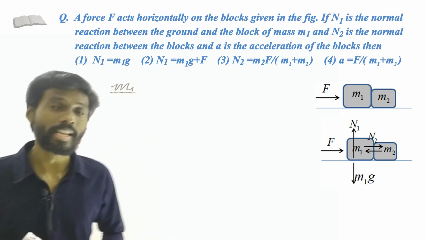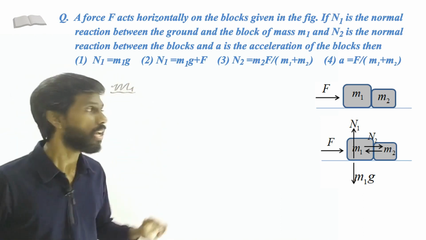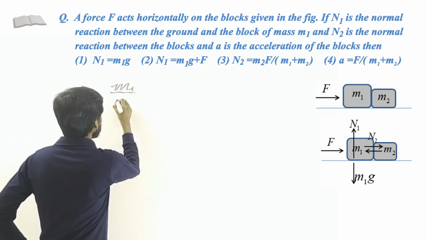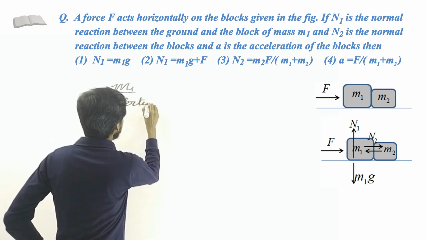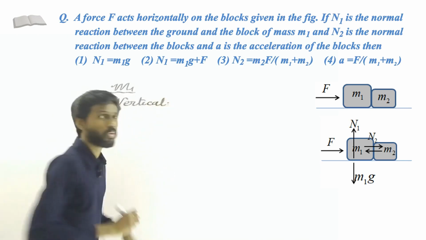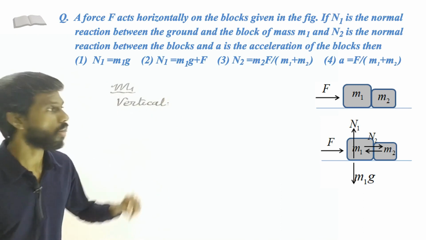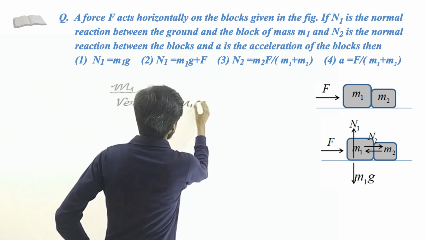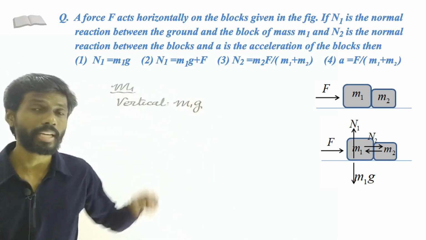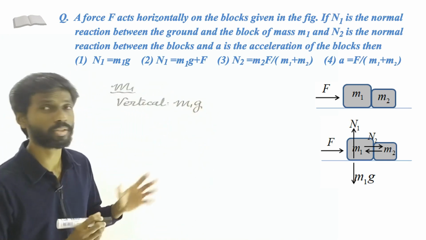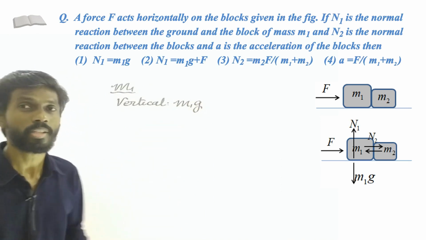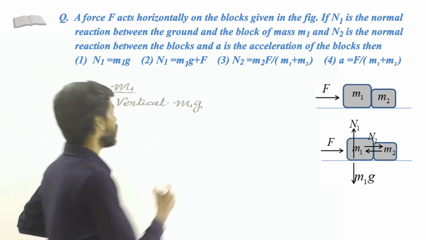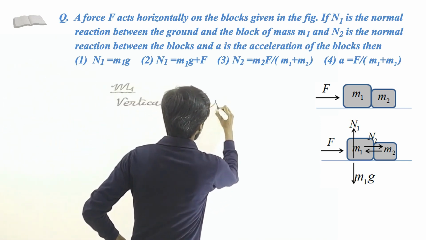So M1, what are the forces acting on this M1, only in the vertical direction? There is a gravitational force acting in the downward direction. So only in the vertical direction we will write all the forces. Now m1g, that is the gravitational force, acting in the vertically downward direction. We have taken the vertically downward direction to be positive. We can take any direction to be positive. Against the gravitational force there is a normal reaction in the opposite direction, so minus N1. We call that normal reaction N1.